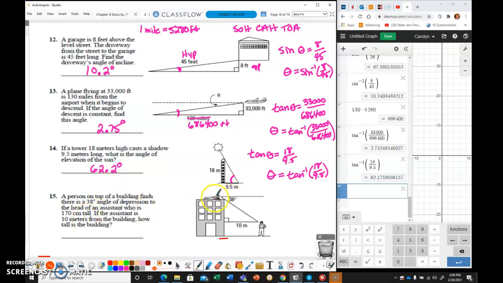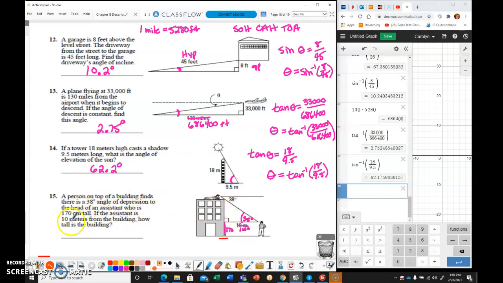And our last person, we have a person laying on top of this building, and it says there is a 38-degree angle of depression, so that's 38 degrees here. What that tells us is we can go to the opposite interior angle and call that 38 degrees also if we wanted to. The head of the assistant, who is 170 centimeters tall. So that means this piece right here is actually 170 centimeters. Be careful because that 10 is in meters. We should take that to centimeters. So 1 meter is 100 centimeters. So that means this is actually 1,000 centimeters. We got to have everything in the same unit.